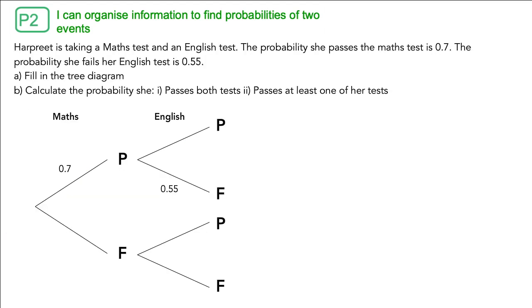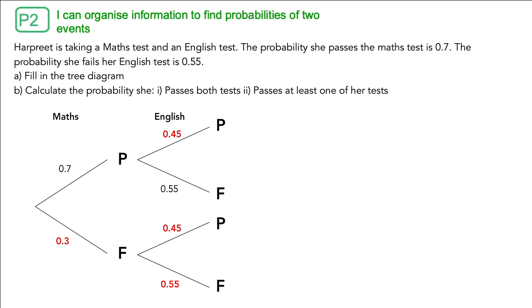Pause and have a go at this question. As we know, each branch adds up to 1, so to find the missing values, we subtract the probabilities from 1. 1 minus 0.7 equals 0.3. The probability she fails maths is 0.3. 1 subtract 0.55 equals 0.45. The probability she passes English is 0.45.